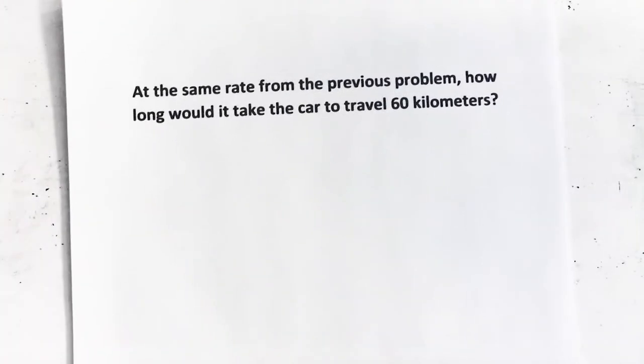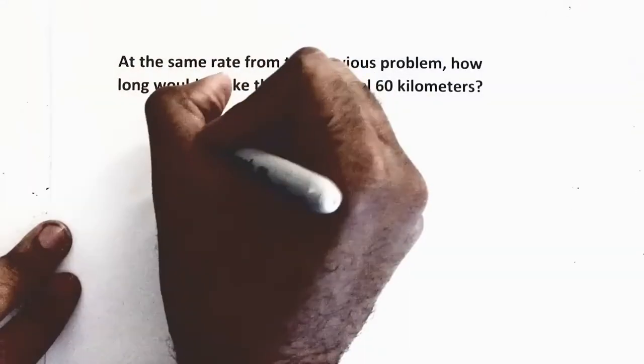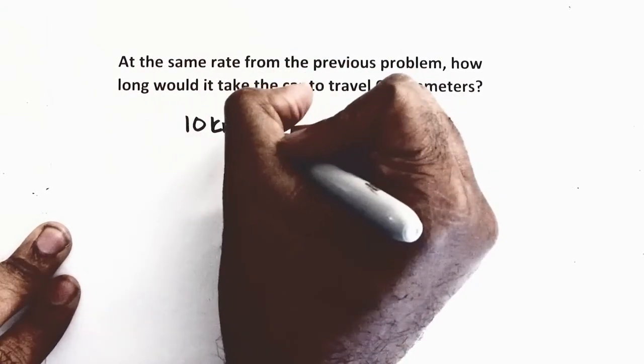So we're going to build off that previous problem, and it's saying at the same rate from the previous problem, how long would it take the car to travel 60 kilometers? So what can we do to extend what we know to find this answer? Let's set up a rate fraction, the same rate fraction that we were just using in this problem.